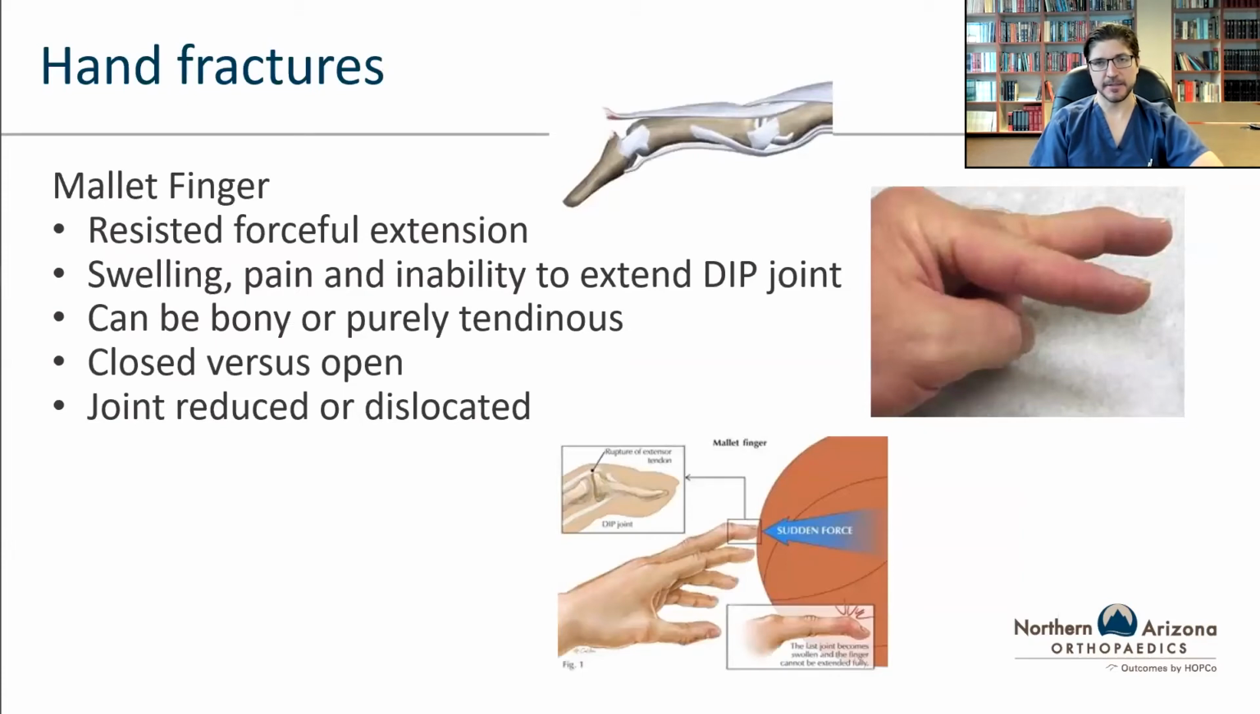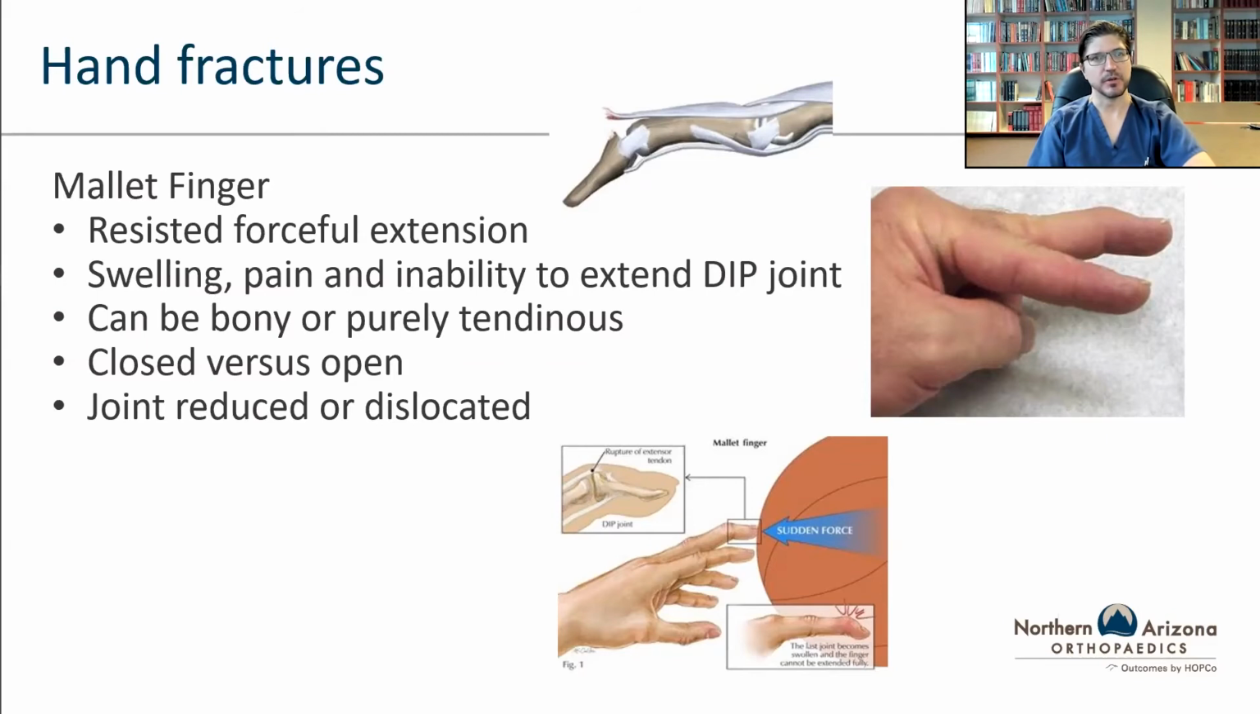Mallet fingers are really common. If you look at any basketball player, they're likely to have one of these. NBA players, they all have mallet fingers. This is due to a sudden force to the end of the fingertip, causing pain and inability to extend at the DIP joint, as shown in those cartoons.